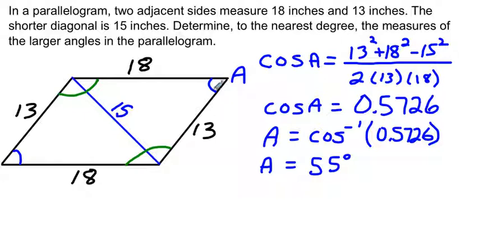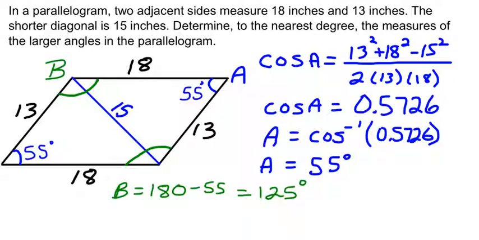Now, if A equals 55, you're probably already yelling, well, that means that B would equal 180 minus 55, and you're right. The larger angle of this parallelogram would be 125 degrees.